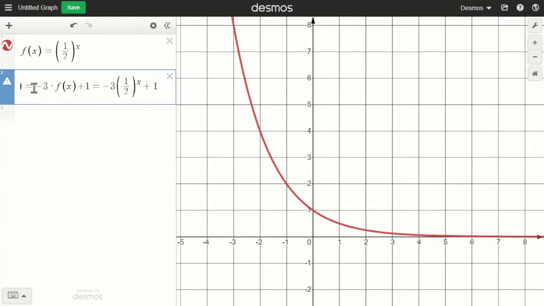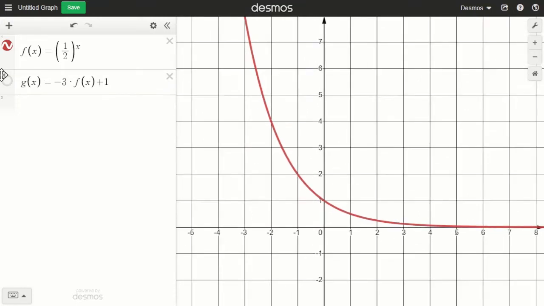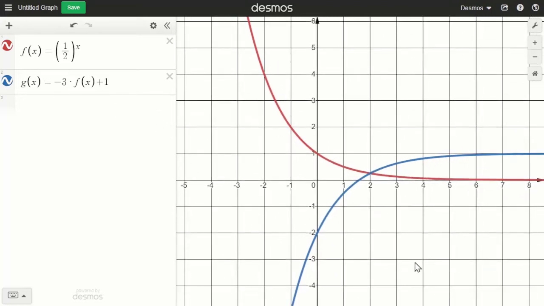But if we type the input like this, decimals will not recognize it. So that's why I need to erase this part and only leave a -3 as a coefficient, multiplied with the function f of x, the parent function, and then plus 1. All right, so now let's bring up the graph. The graph for g of x is in blue.